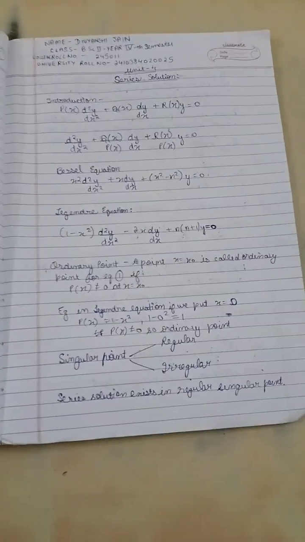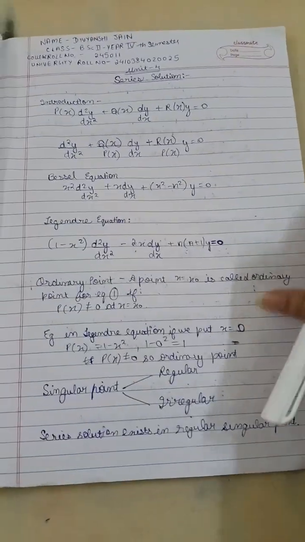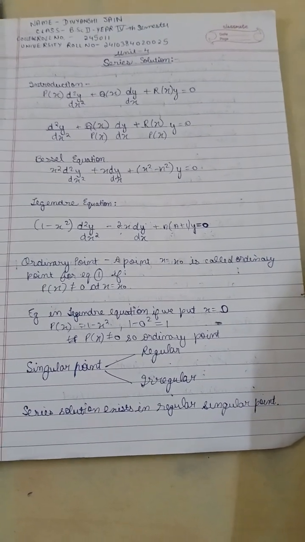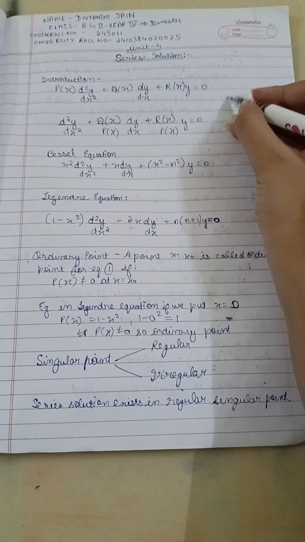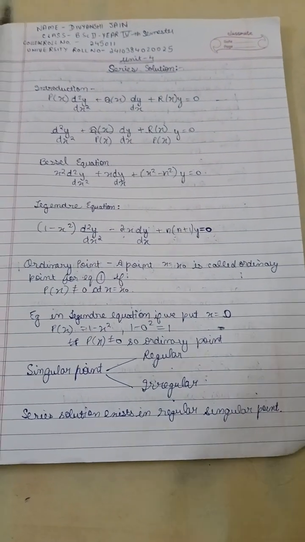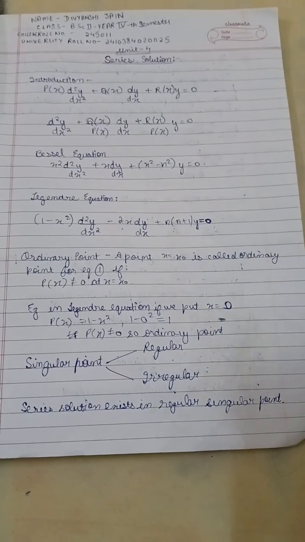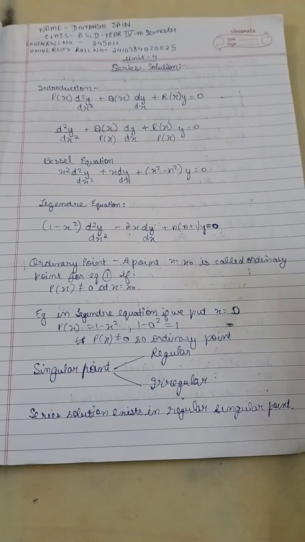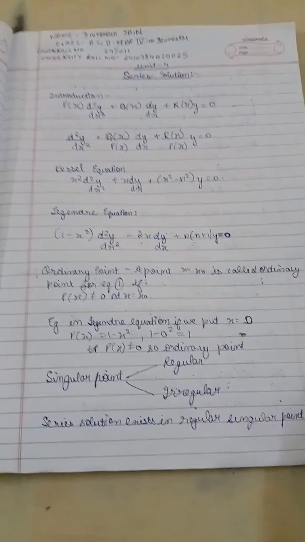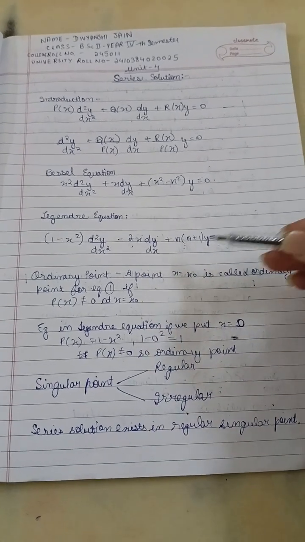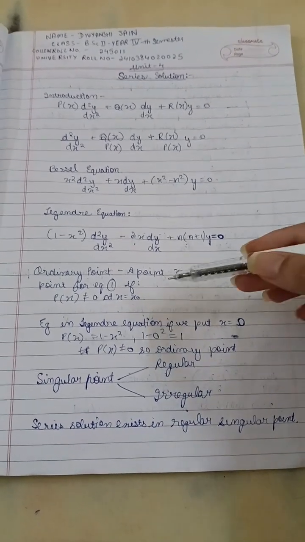Now let us discuss concepts like ordinary point and singular point. So what is an ordinary point? A point x = x0 is called an ordinary point for equation 1, if p(x) is not equal to 0 at x = x0. That means if we take any value of x, that is 1, 2, 3, 0, and we get p(x) not equal to 0, then x = x0 will be called the ordinary point for that equation.